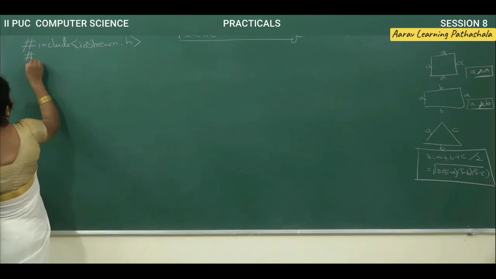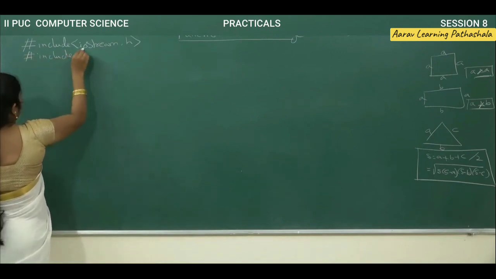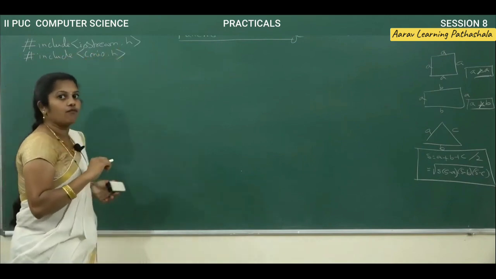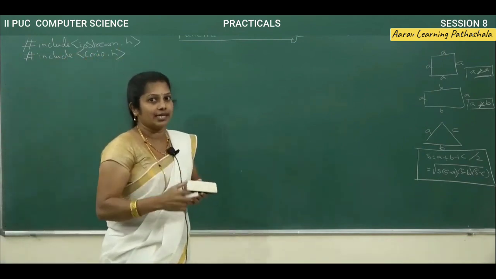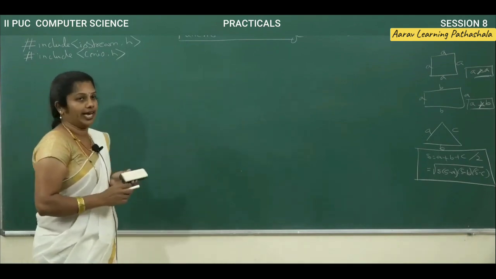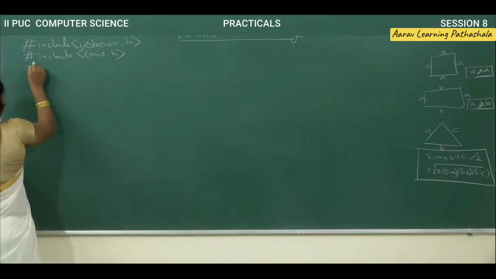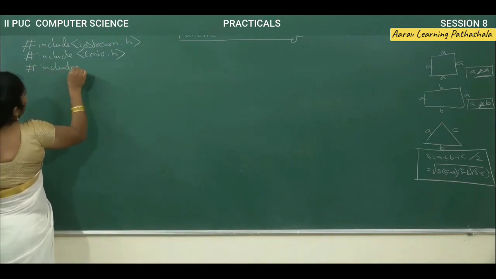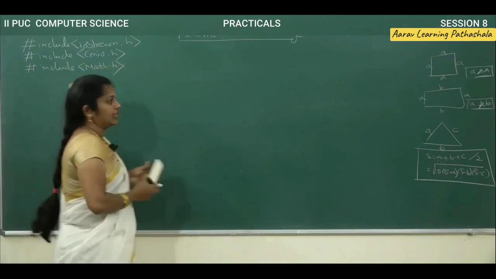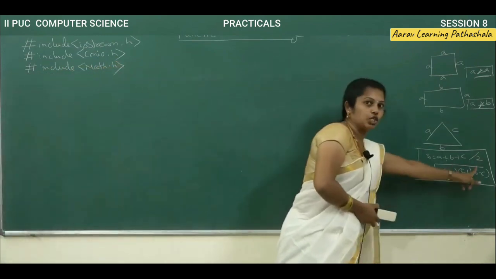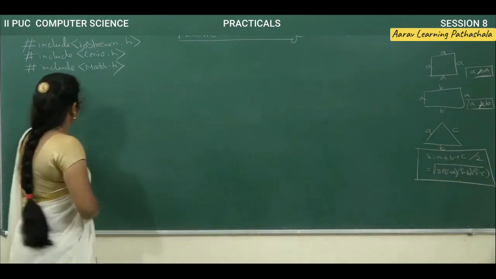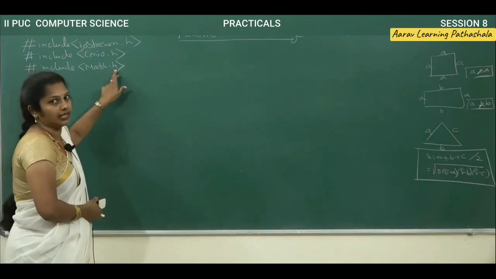Next, include conio.h header file. In the program we are using clrscr as well as getch. If these two functions have to work, then we require conio.h. Next, include math.h. Here we are using square root, sqrt. If the sqrt function has to work in the program, then we compulsorily require math.h.